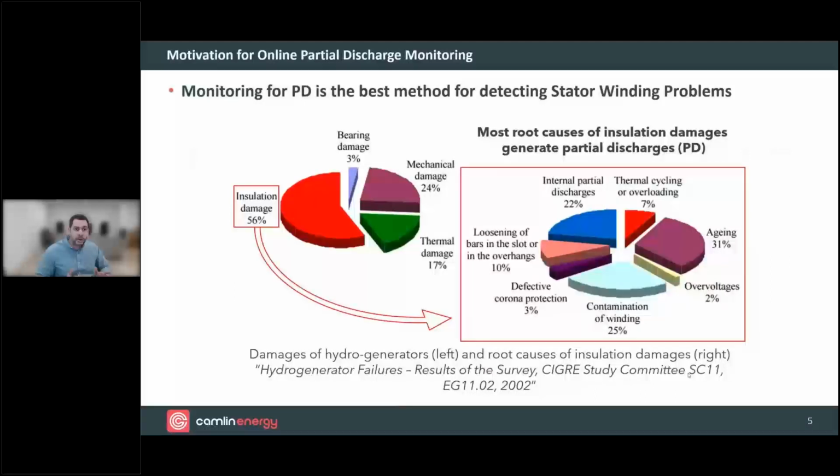So we know online partial discharge is important because a lot of the industry surveys indicate to us that for hydro units, many of the failures are attributed to insulation damage. And the insulation damages, the type of failures that occur, the gross majority of these can be detected by partial discharge monitoring. Okay, so most of these root causes, whether they're related to internal discharges, like we talked about in the cross section of the insulation of the bar or coil, or whether it's related to contamination on surfaces.